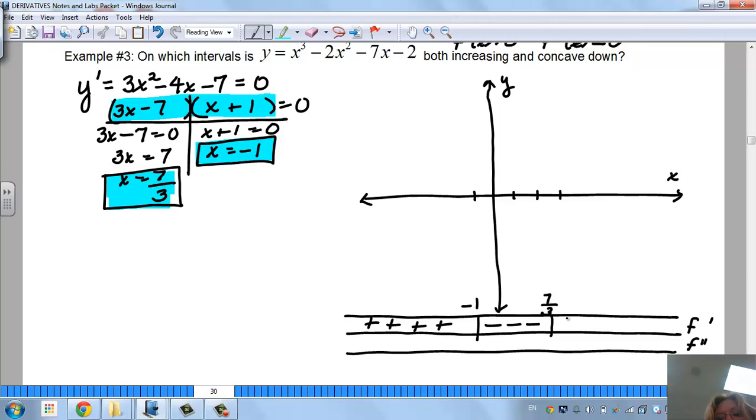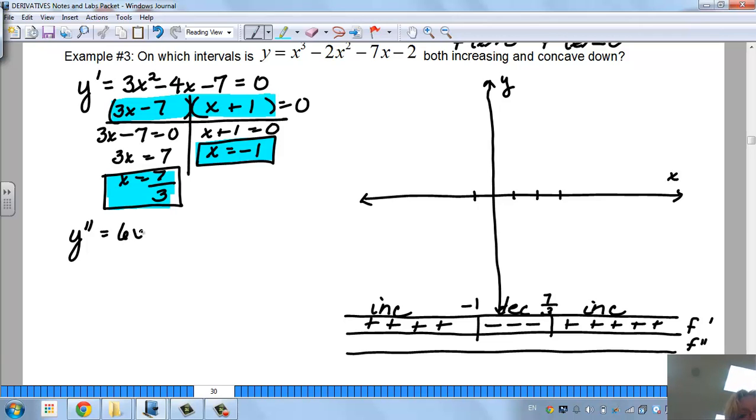Now if I go greater than 7/3, let's pick 3. That'd be 9 minus 7, and that'd be positive. So this is positive. That means my function is going to be increasing, decreasing, and increasing. Okay, now let's do the second derivative to see about the concavity.